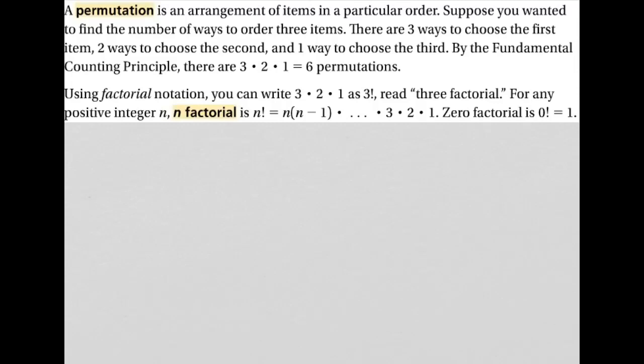So let's continue our exploration into probability. A new term we have is called a permutation. Now, a permutation is just an arrangement of items in a particular order. Suppose you wanted to find the number of ways to order 3 items. Like, say, for example, 3 people are having a race, and you want to figure out what are the possible outcomes of the race, i.e., who got first, who got second, who got third. Let's use that as our example.